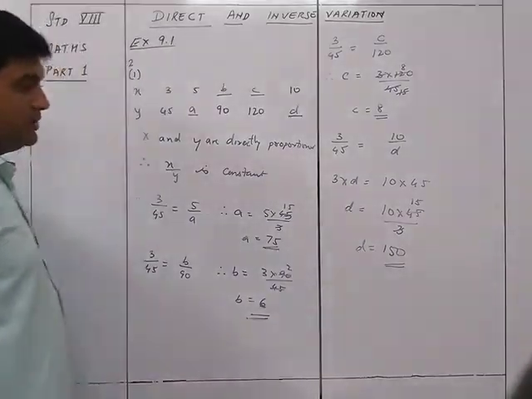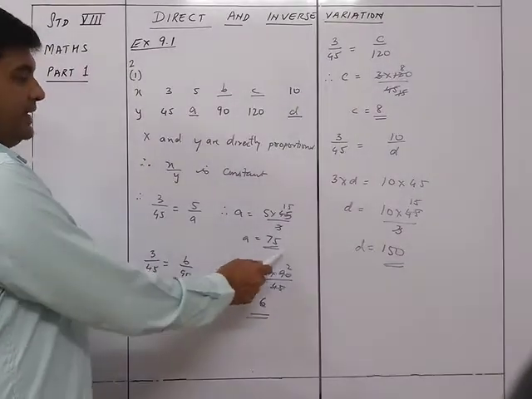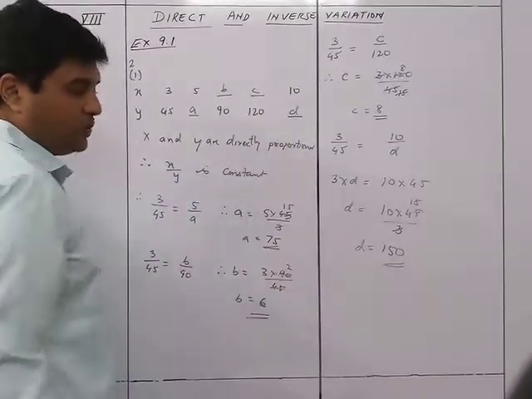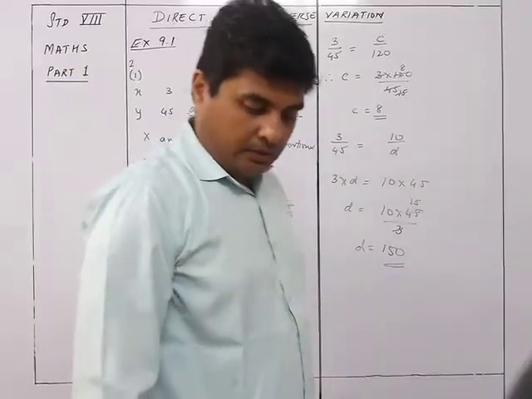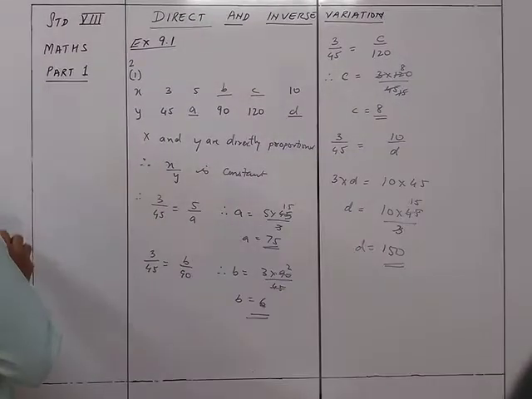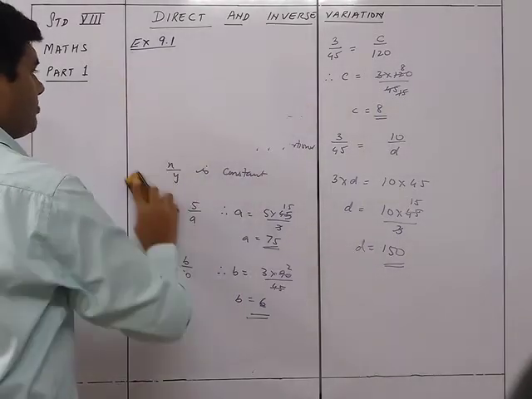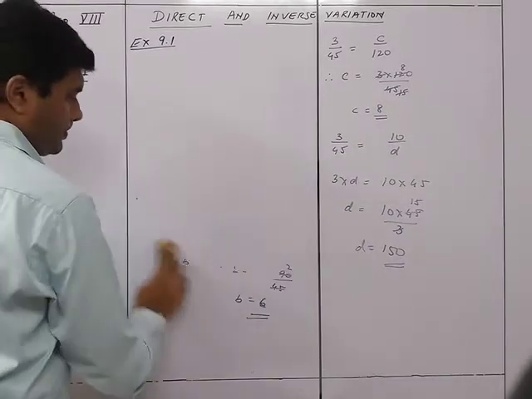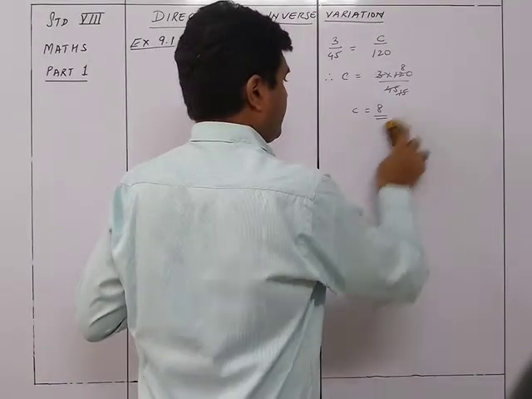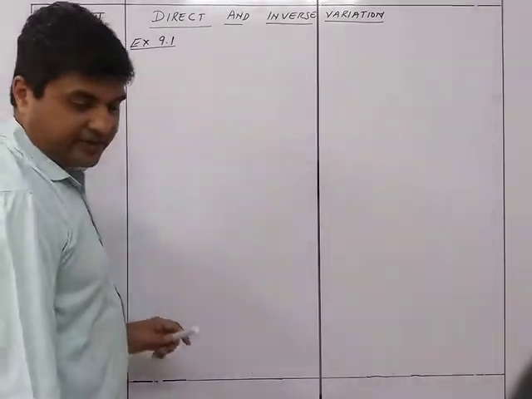Okay, so this was sum number second ka first, which has the values a as 75, b as 6, c as 8, and d as 150. We move on to the next sum, that is second ka second.